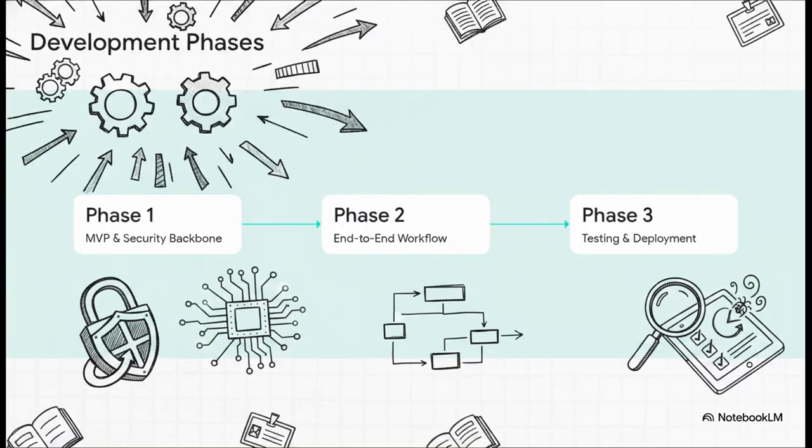But to be clear, this wasn't just some instantly generated AI prototype. Not at all. It went through 3 rigorous, highly verifiable delivery phases. Phase 1 laid down the minimum viable product and the security backbone. Then, Phase 2 built out the end-to-end workflow. And finally, Phase 3 focused entirely on independent testing and deployment. So yeah, it is a meticulously tested application.